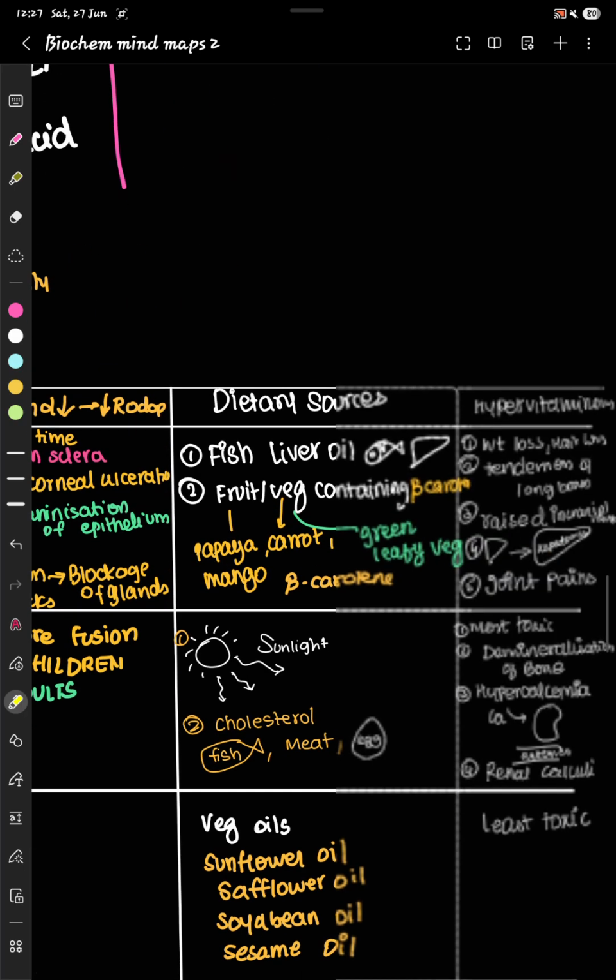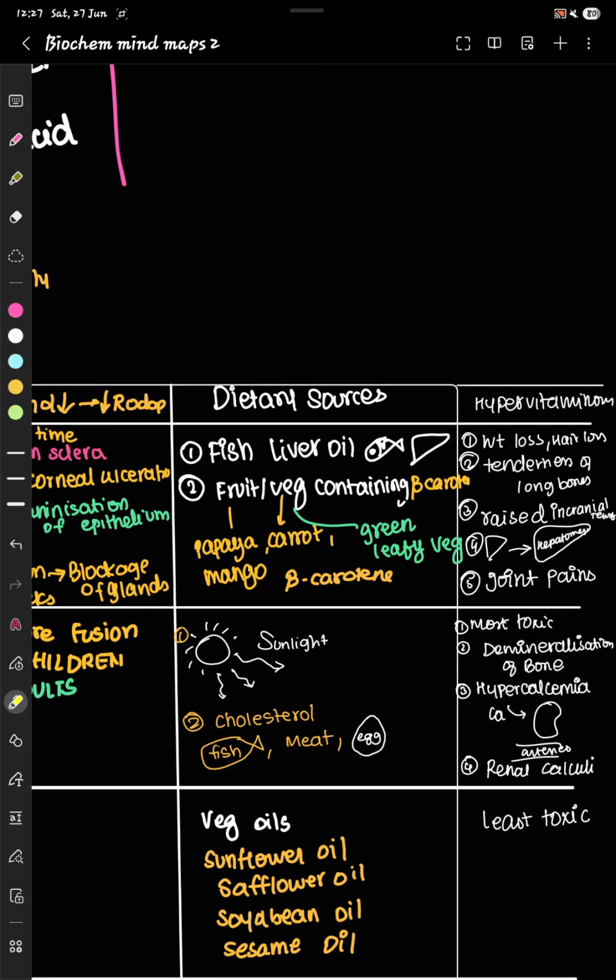Now that the deficiencies are over, we also have to study the dietary sources. Dietary sources are fish liver oil, and fruits and vegetables containing beta carotene. For example, we have papaya, carrots, all the orange colored things. Mangoes, papayas and carrots all have beta carotene in them, and green leafy vegetables also contain beta carotene. Fish liver oil is the best dietary source of vitamin A.